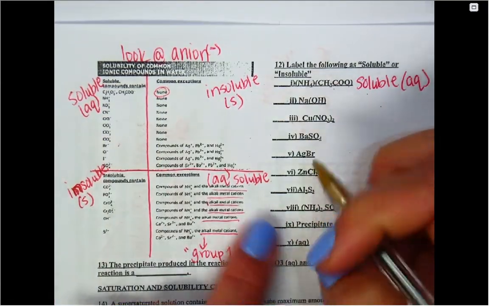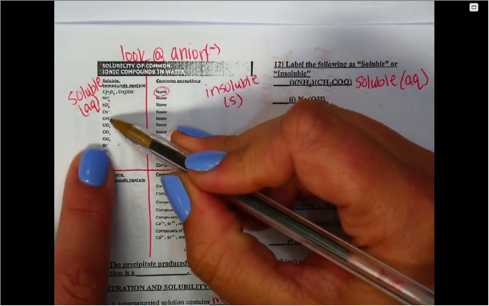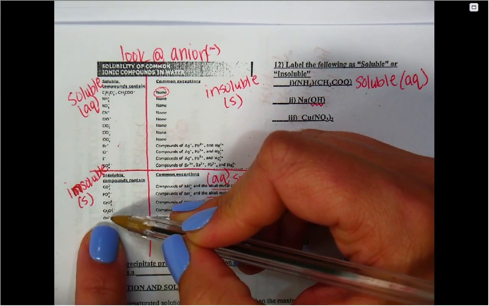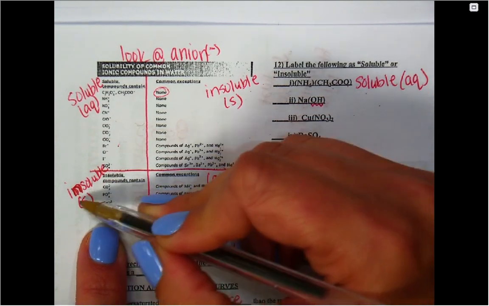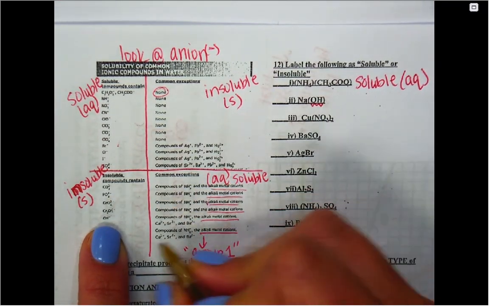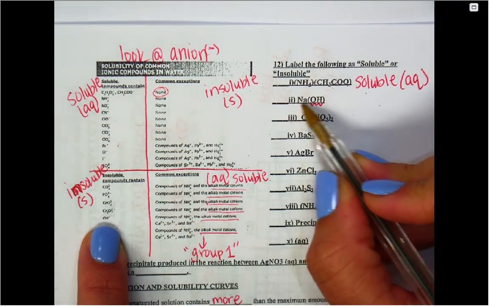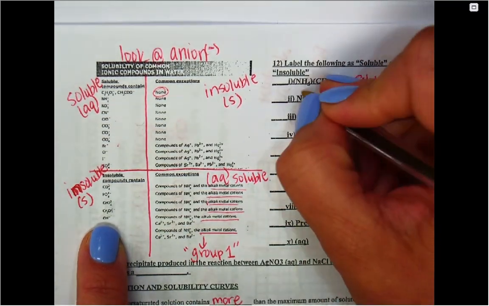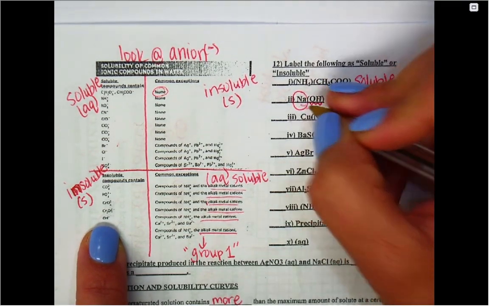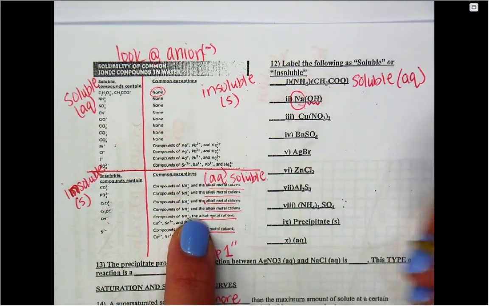All right. NaOH, we're looking at the OH, hydroxide, down our list. Hydroxide was down here. So hydroxides are insoluble unless it's with NH4, group 1, or CaSrBa. So here it's with Na. Na is group 1. So therefore, it has the exception. It's going to be aqueous or soluble.